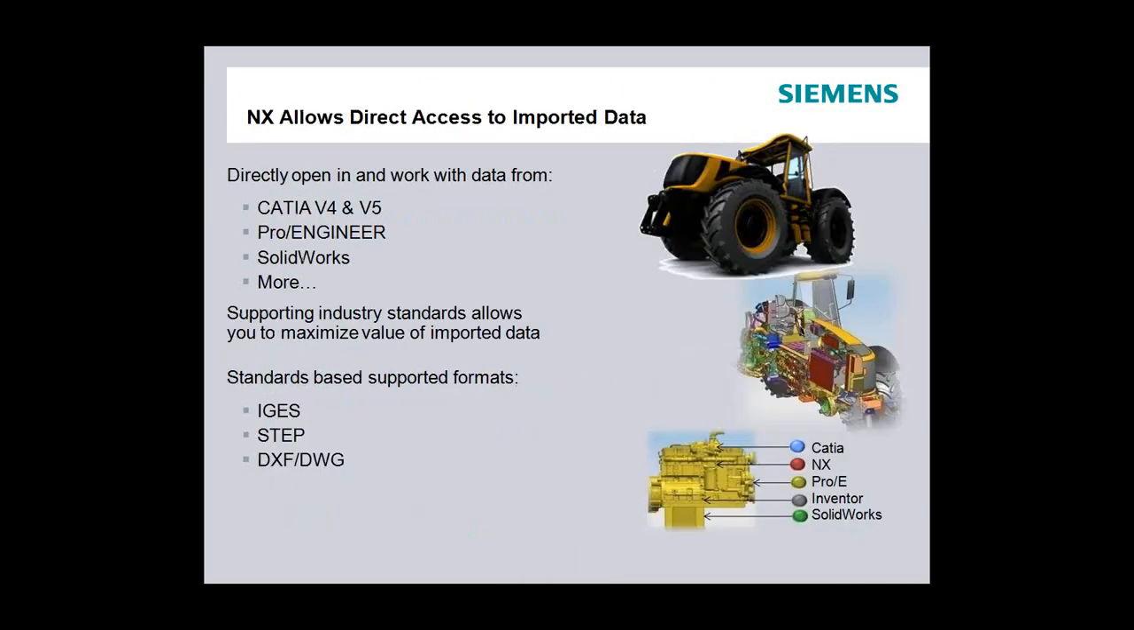NX allows you to work in context of the assembly. You can edit any parts within that assembly regardless of where the data was authored. With NX, you can directly open in and work with data from CATIA version 4 and 5, Pro E, and SolidWorks. Of course, NX also supports IGES, STEP, and DWG to help you work with design data from multiple sources.